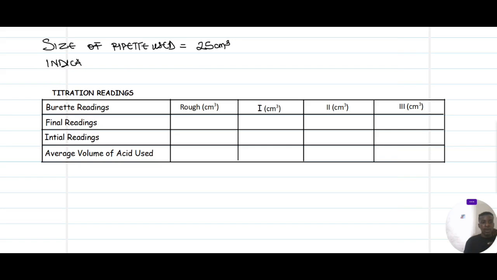Then the next thing you have to write is indicator used. Ensure on your paper you state this out correctly. The indicator you're using is methyl orange, since it is a strong acid and a weak basic salt. Methyl orange as your indicator. Take note of these two things. You start like this first, then you go over to your titration reading, then you write titration reading, then you draw your table accurately in this manner.